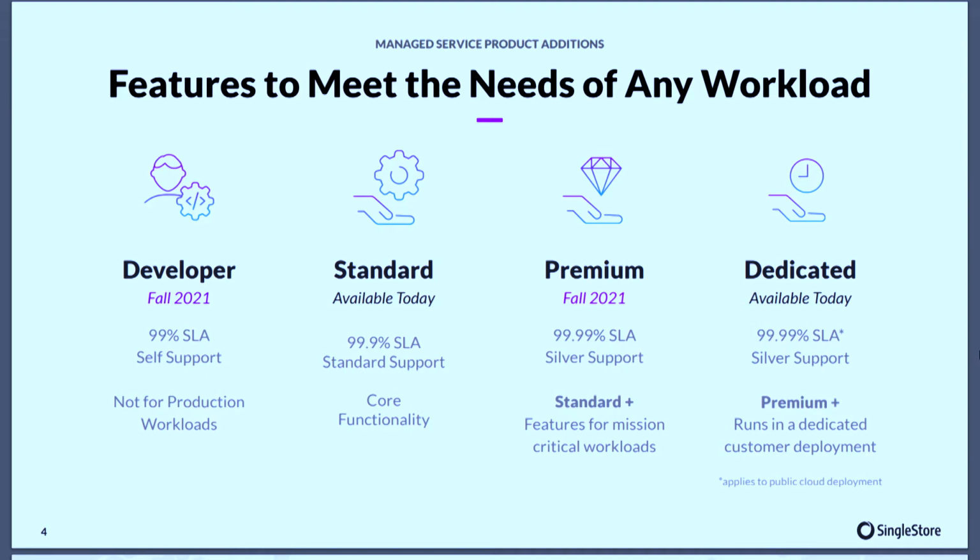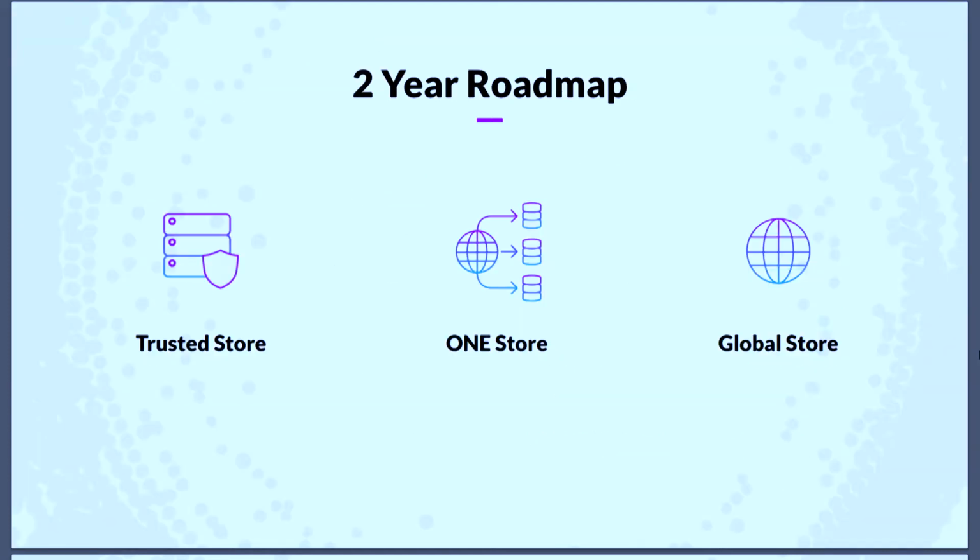Now, come this fall, we're introducing two more editions, the developer edition that lets you get started and develop your applications, and a premium edition that gives you the core capabilities plus the mission-critical features like point-in-time restore and a stronger SLA. Looking further ahead, we have a couple of releases coming out over the next 2 years. The first we call Trusted Store, which is furthering our ambition to become the best mission-critical database, enabling further features like CDC out or snapshot isolation and more compliance certifications.